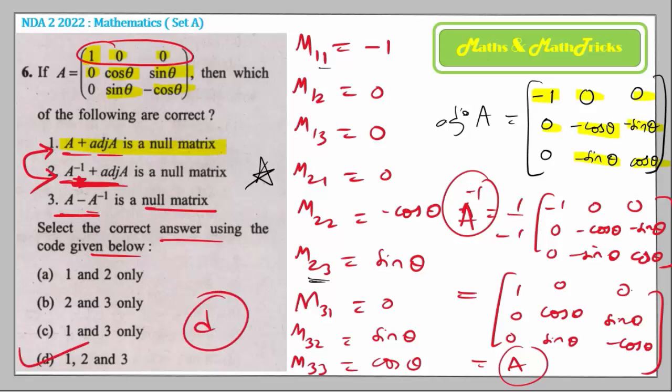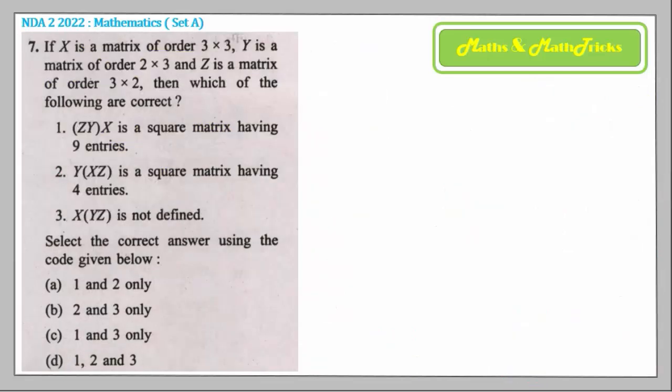Alright, coming on to the next question now. We have got question number 6 done. So 7th now. Here X is a matrix of order 3 by 3. Y is a matrix of order 2 by 3. And Z is a matrix of order 3 by 2.